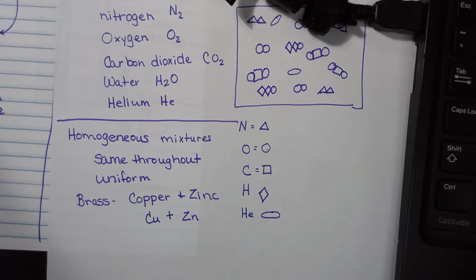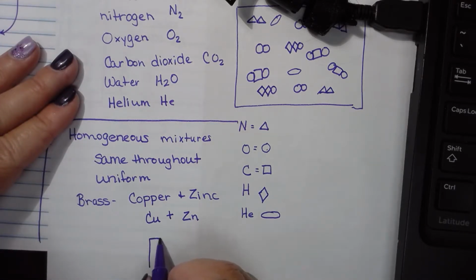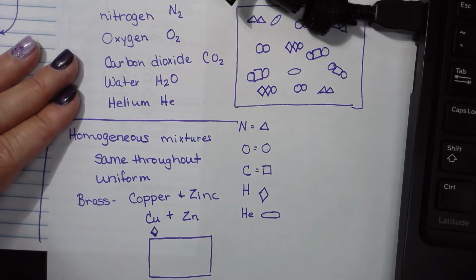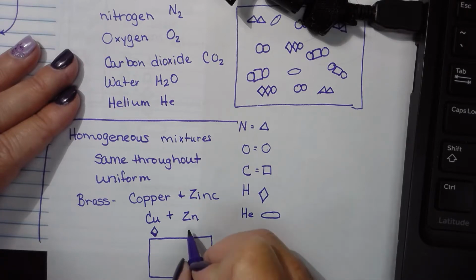So if I was going to draw a sample of brass, let's say that zinc is a diamond, and copper is a diamond, and zinc is a circle.